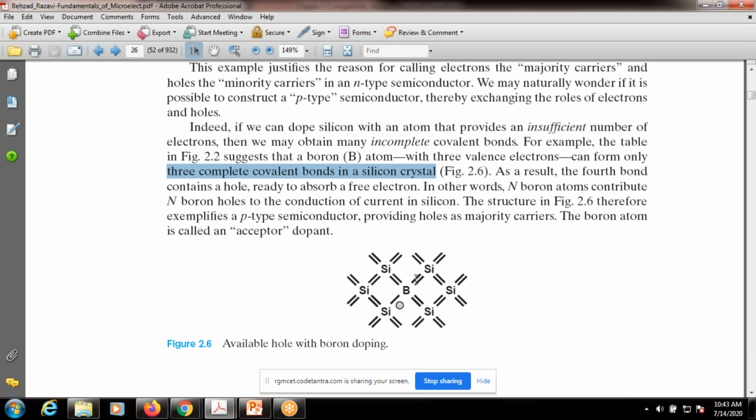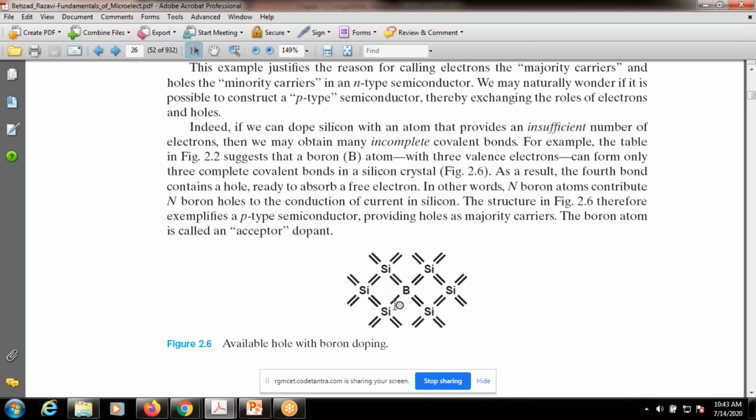So 3 valence electrons are combined with neighboring 3 silicon atoms, so that 3 complete covalent bonds, right? Observe here. 3 valence electrons can form only 3 complete covalent bonds. As a result, the fourth bond contains a hole ready to absorb a free electron.